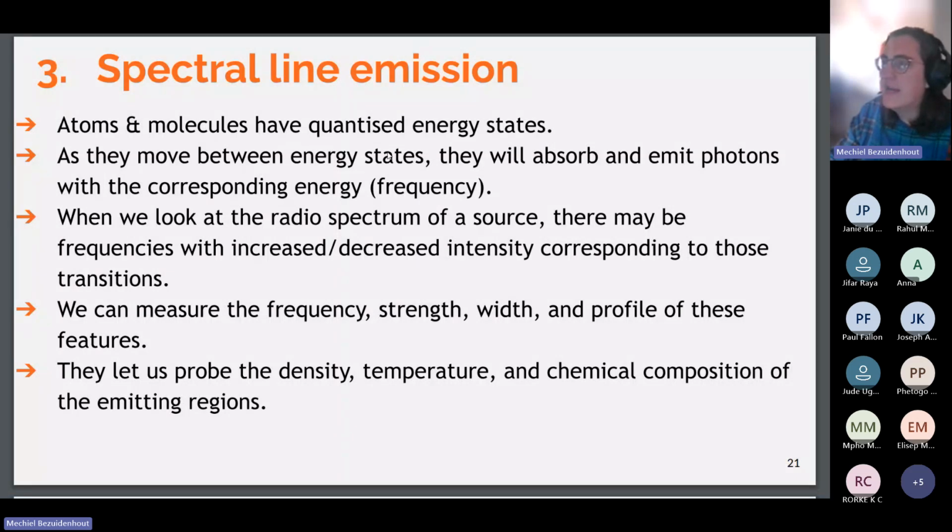And then as they move between those energy states, they will absorb and emit photons with the corresponding energy, or in other words, the corresponding frequency. So when we look at the radio spectrum of a source, there may be frequencies with increased or decreased intensity corresponding to those transitions. Those are called spectral lines. And we can measure the frequency, strength, width, and profile of these features to probe the density, temperature, and chemical composition of the emitting region.